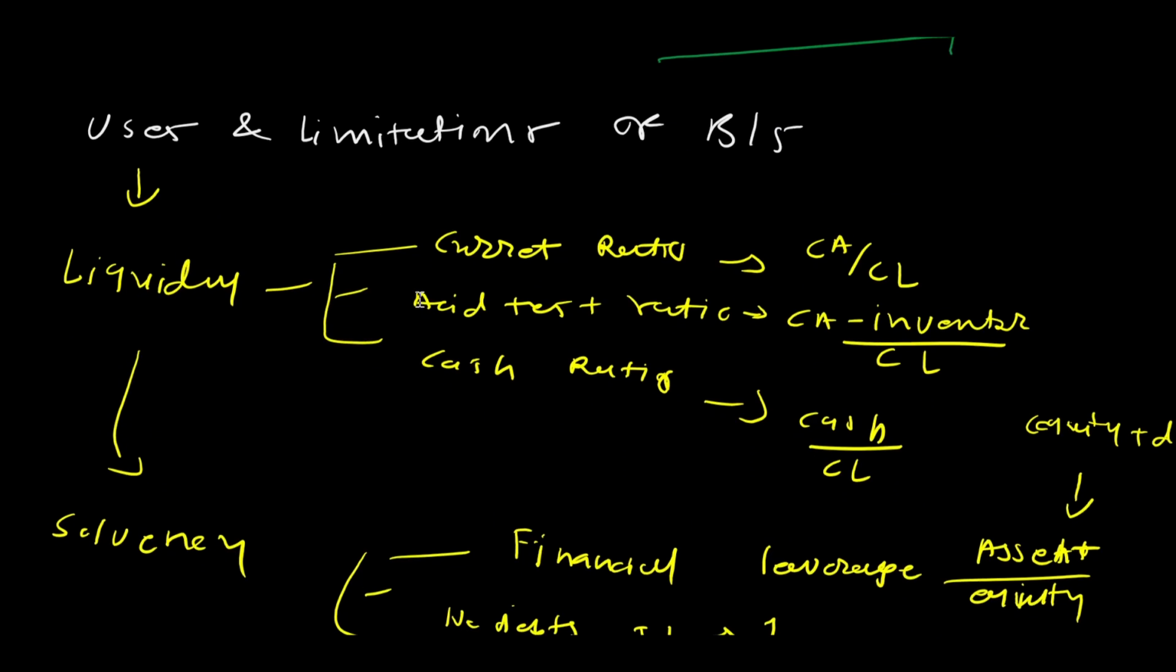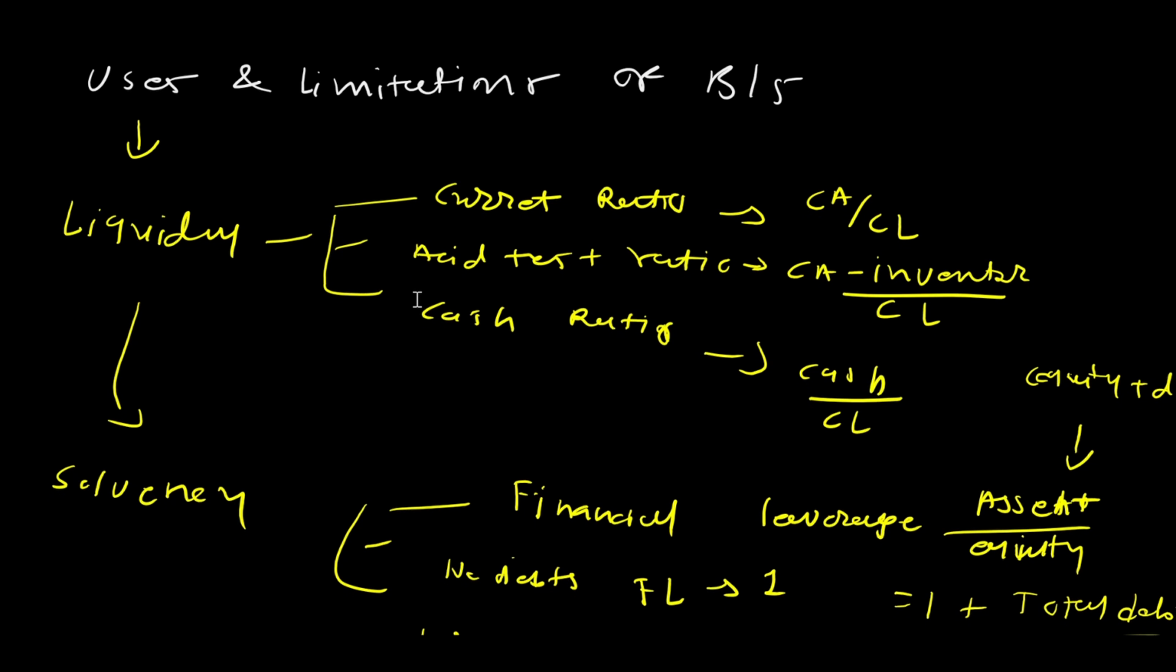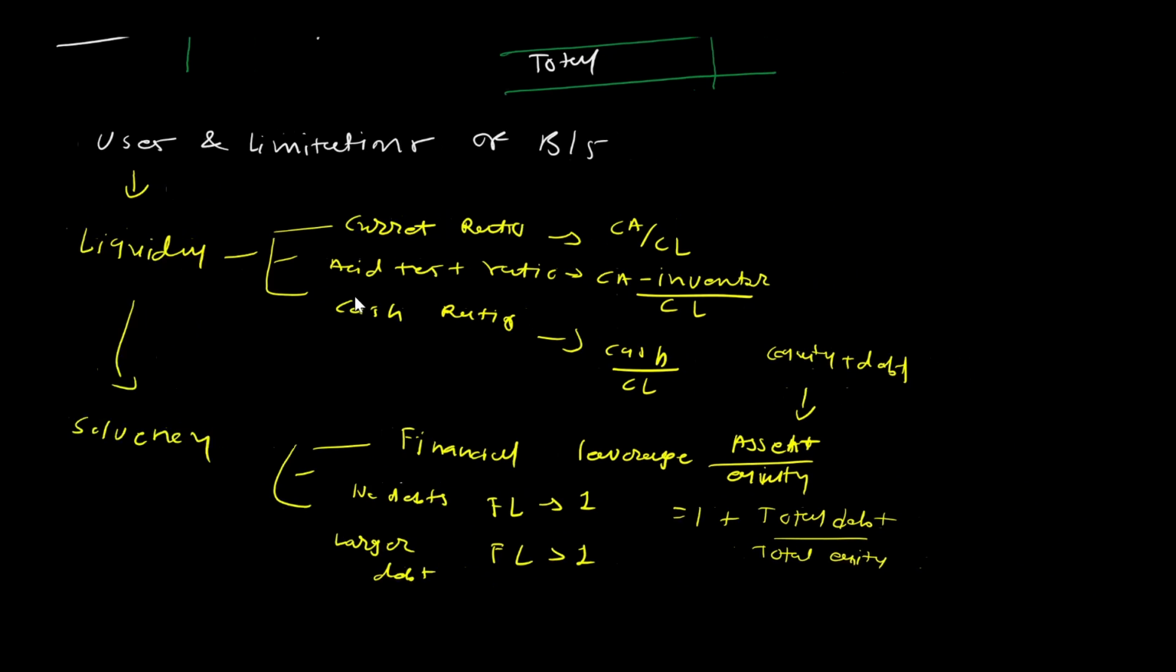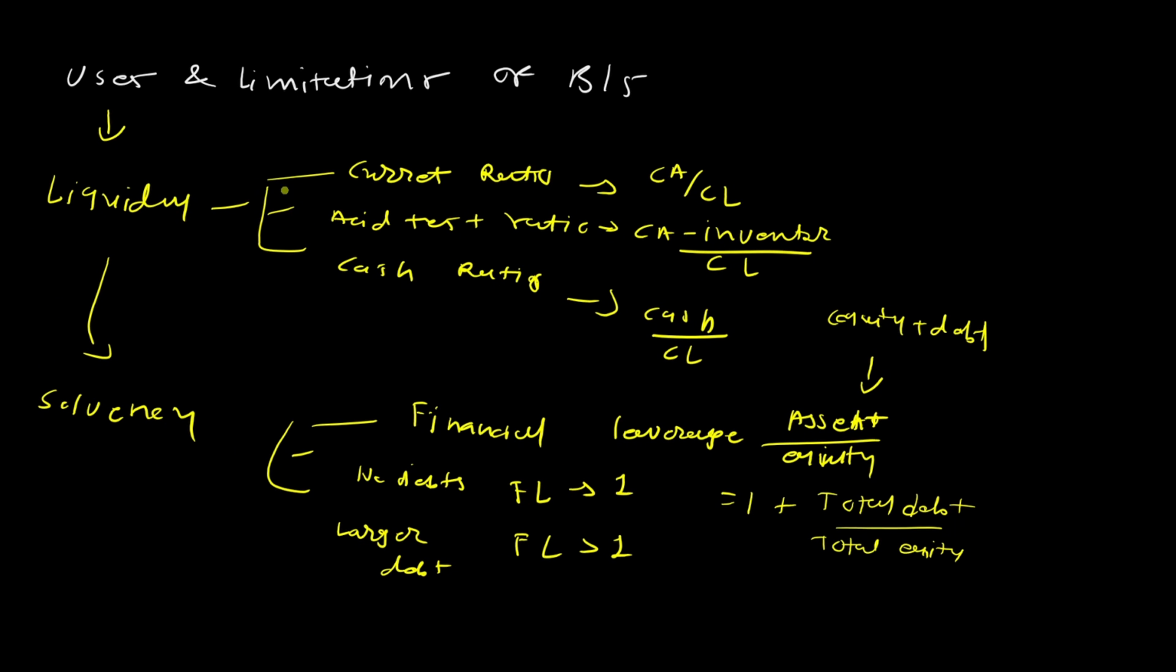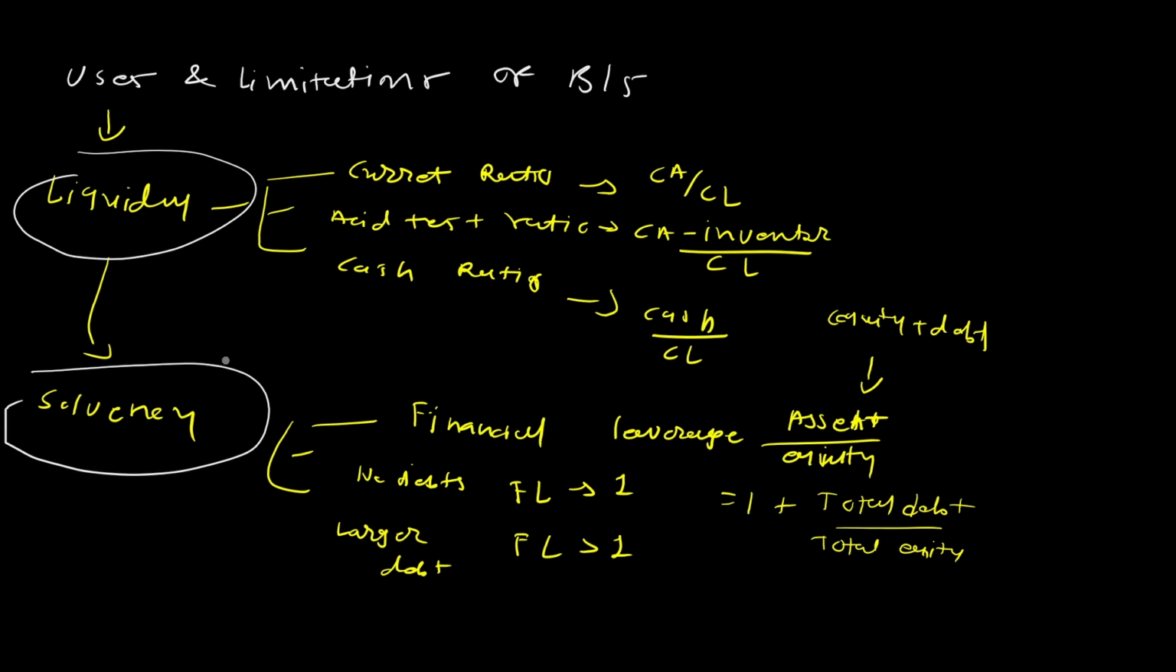And then comes the second learning, about the uses and limitations of the balance sheet. The first use is that it shows the liquidity of the firm by the current ratio, current asset divided by current liability. Then the acid test ratio, current asset minus inventory divided by current liability, and the cash ratio, cash divided by current liability. These ratios show the liquidity of the firm.